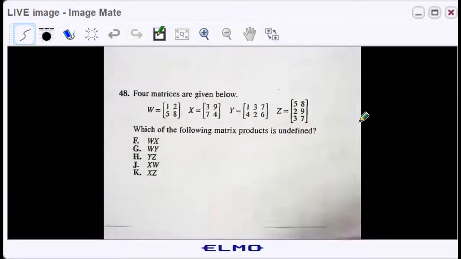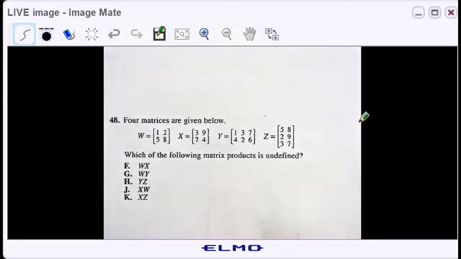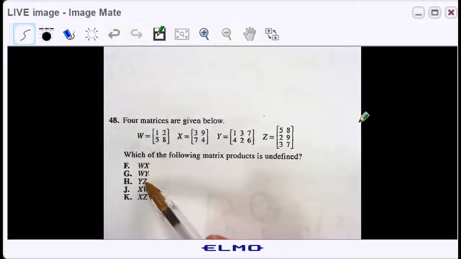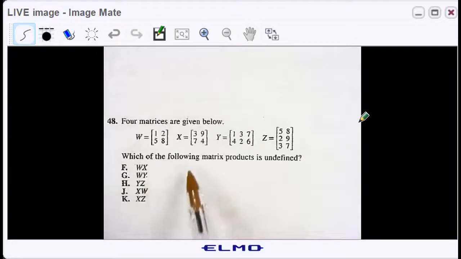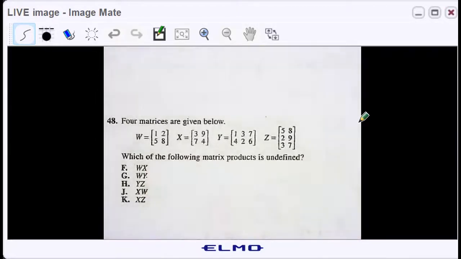Okay, now this next one is asking you multiplication. Remember, these 2 letters together like this mean multiplication. And it's saying one of them can't be done. So take a minute and pause the video and see if you can decide which one can't be done.